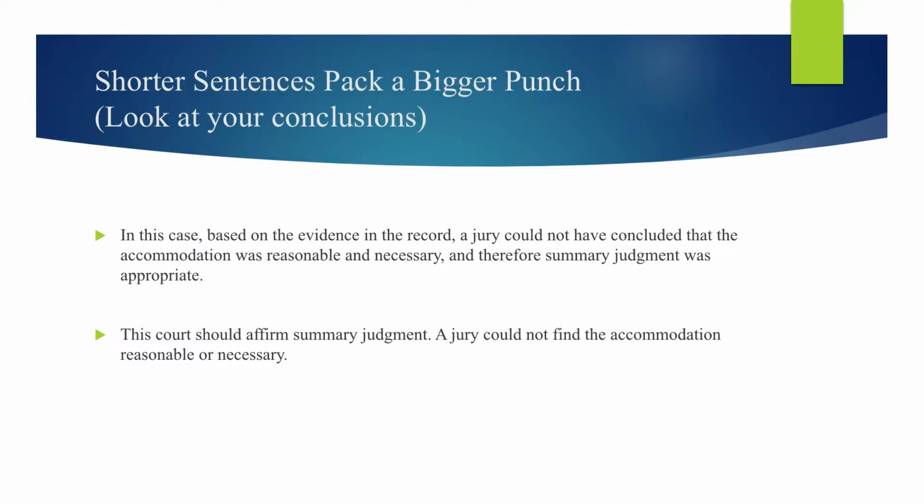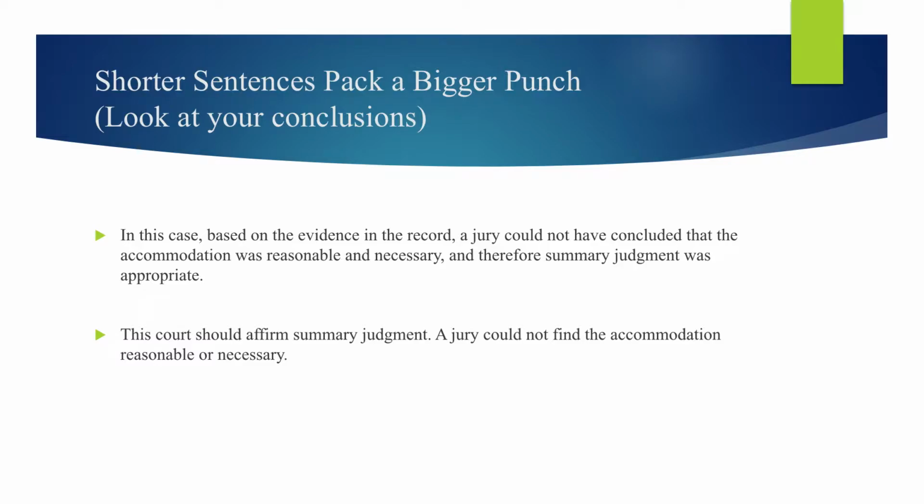So why bother with all this editing? That's because shorter sentences pack a bigger punch. Here's an example of a couple of conclusions. The first one is really long. In this case, based on the evidence in the record, a jury could not have concluded that the accommodation was reasonable and necessary, and therefore summary judgment was appropriate. If the writer's really trying to make an impact with its conclusion, this first sentence doesn't do it so well.